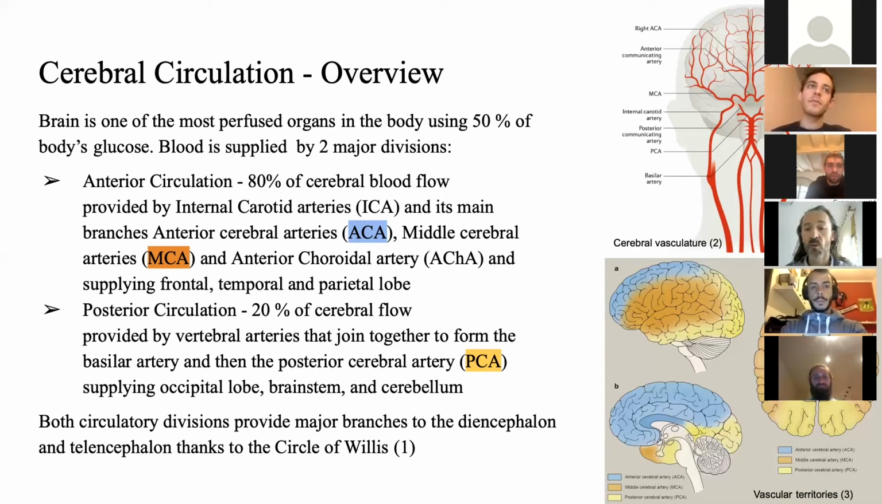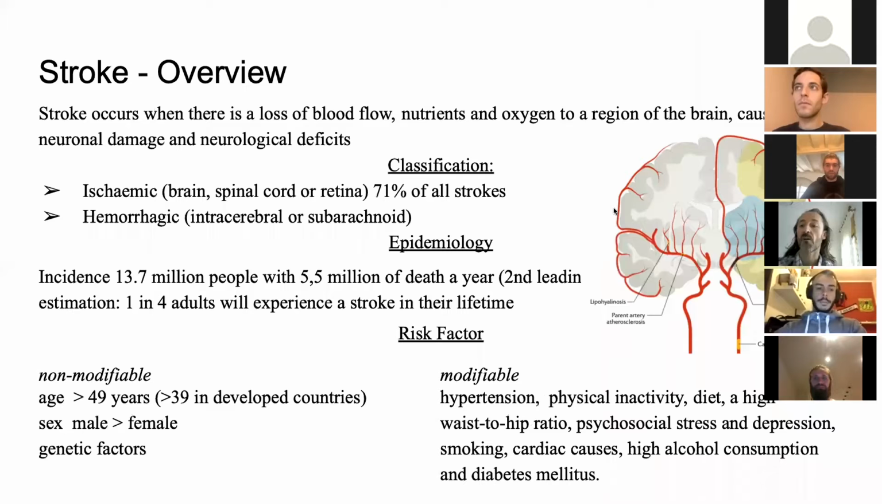Posterior circulation, also known as vertebrobasilar, is provided by the vertebral arteries. It accounts for 20% of total cerebral blood flow, directed to the posterior portion of the brain that includes the occipital lobe, most of the anterior and posterior portion of the brainstem, and all of the cerebellum. Both circulatory divisions provide major branches to the diencephalic and telencephalic regions of the brain thanks to the circle of Willis, the joining area of the anterior and posterior circulation.